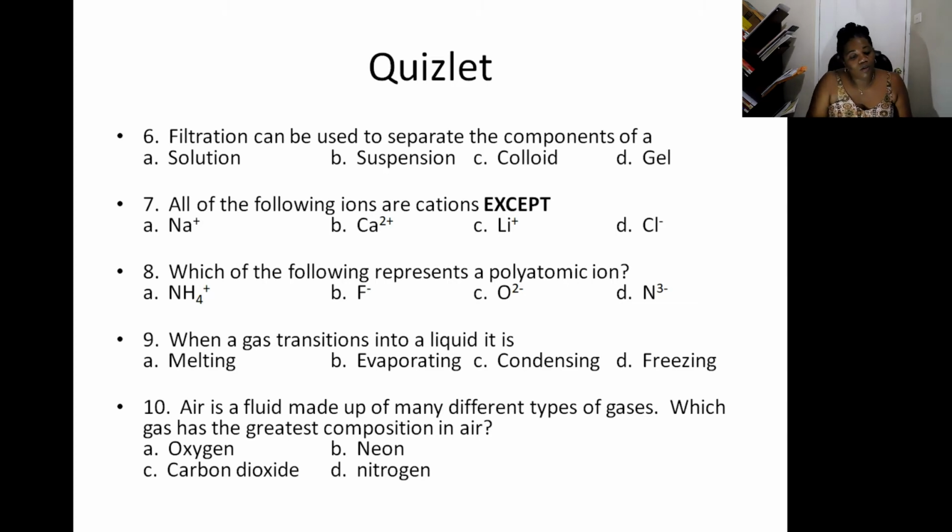9. When a gas transitions into a liquid, it is A, melting, B, evaporating, C, condensing, and D, freezing. Pick the correct answer. Pick the one that makes sense to you. And 10. Air is a fluid made up of many different types of gases. Which gas has the greatest composition in air? Is it A, oxygen, B, neon, C, carbon dioxide, or D, nitrogen?